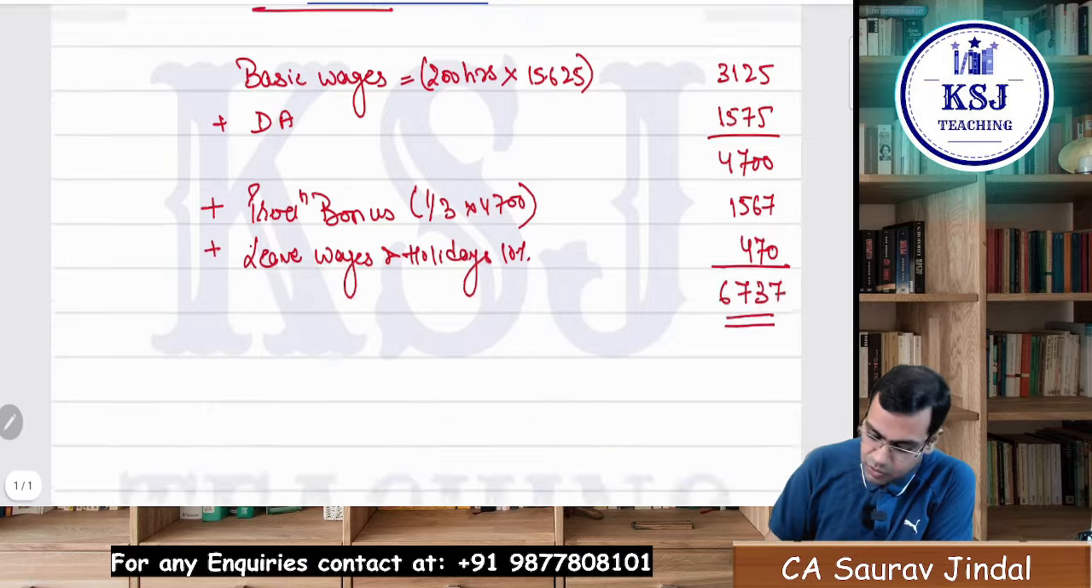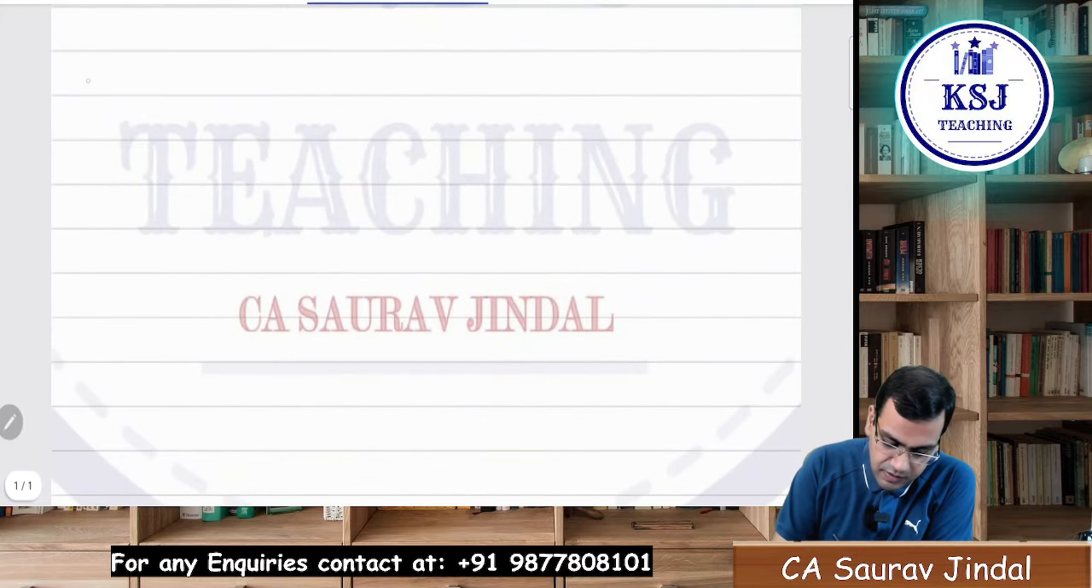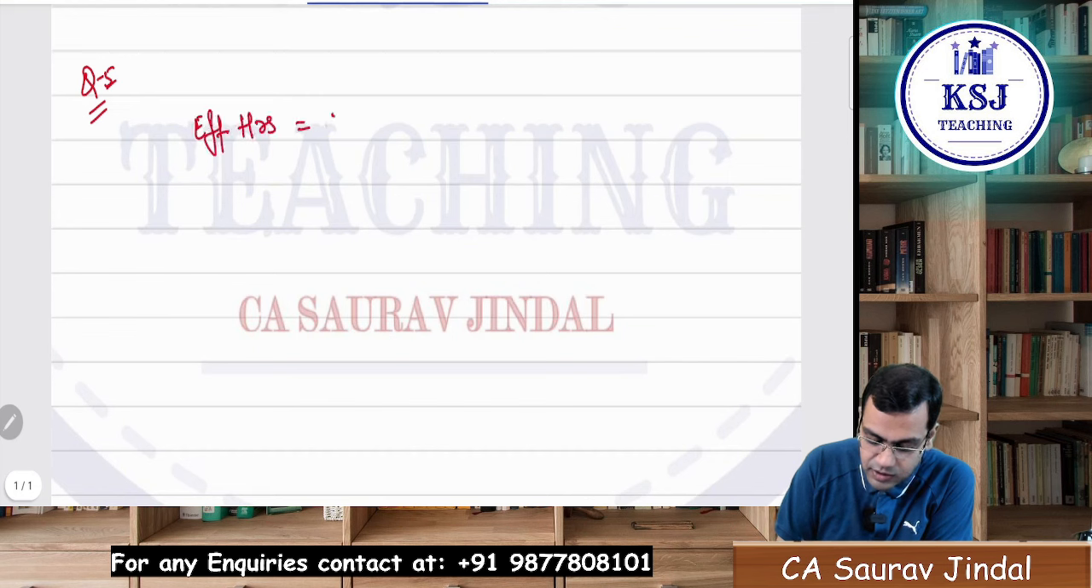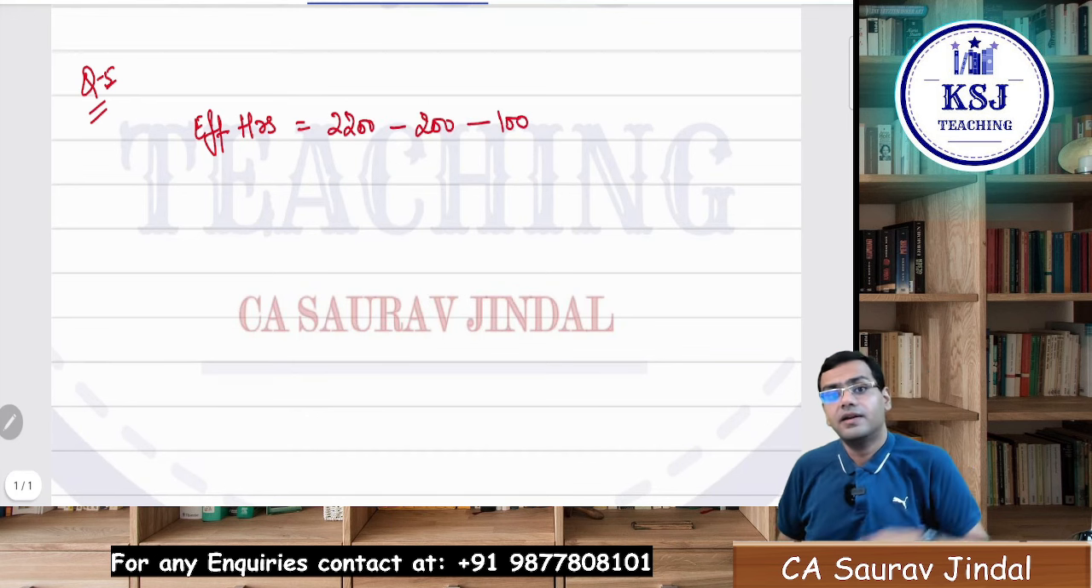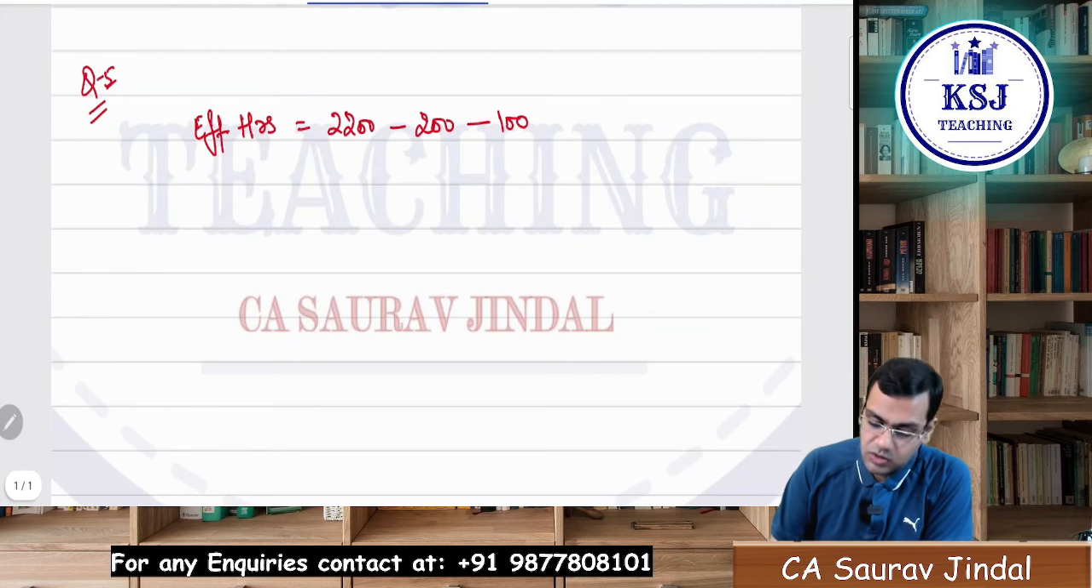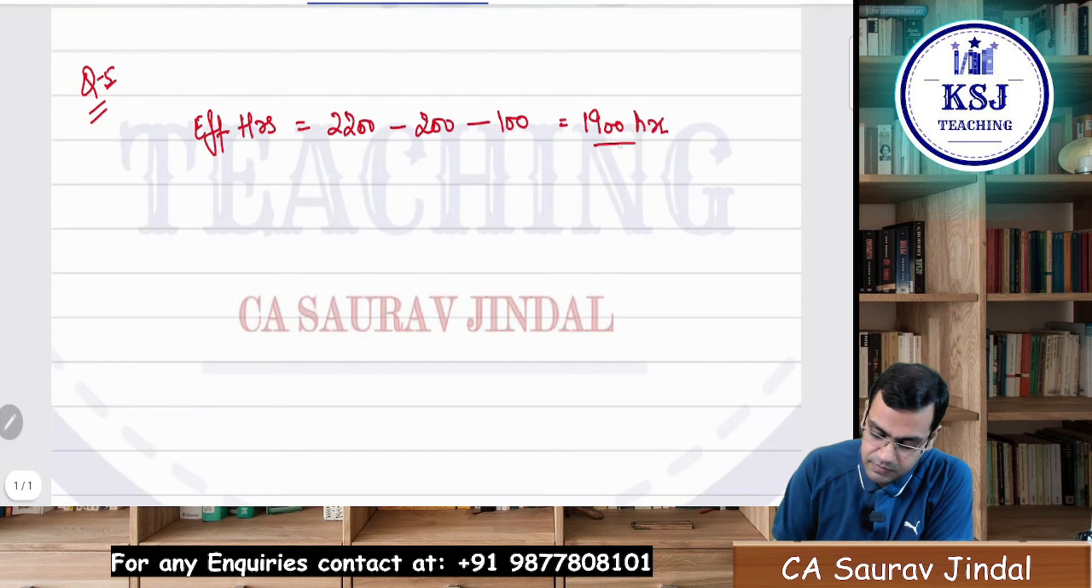If you talk about question number 5, what will be the effective hours, sir? Effective hours will be total hours 2200. Out of that, 200 maintenance hours, 100 is your, 100 is what? Setup time. So total effective hours is 1900 hours. Clear?